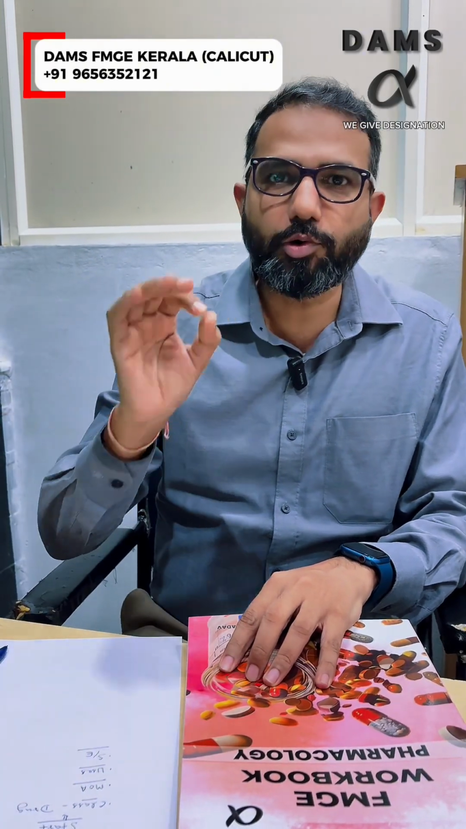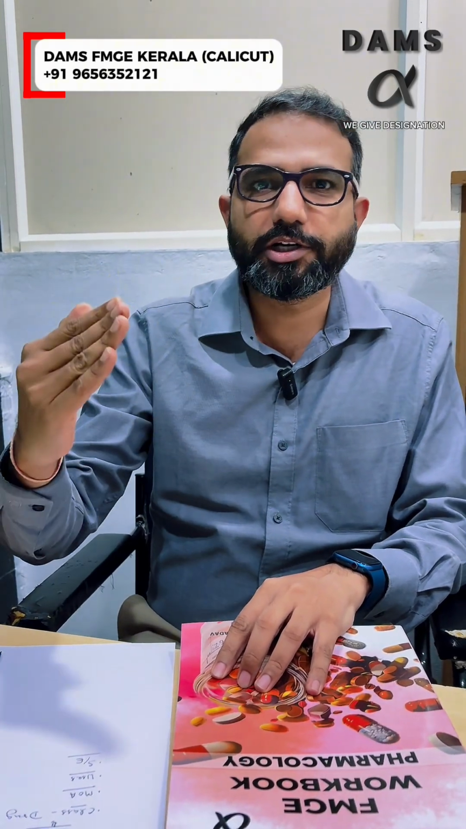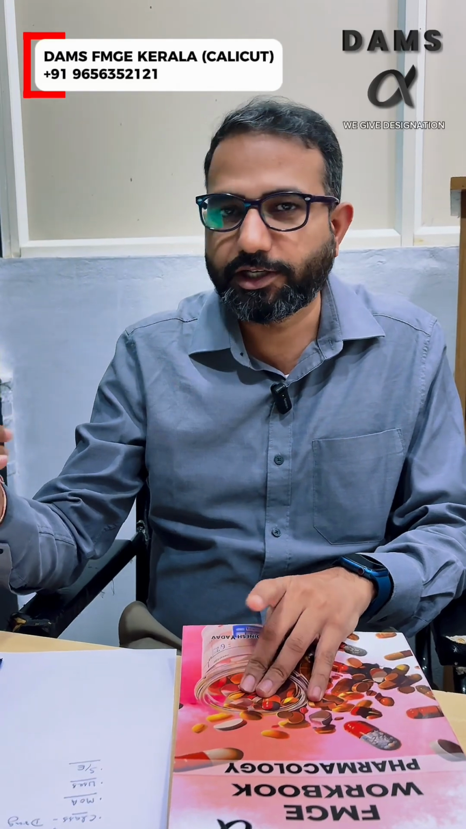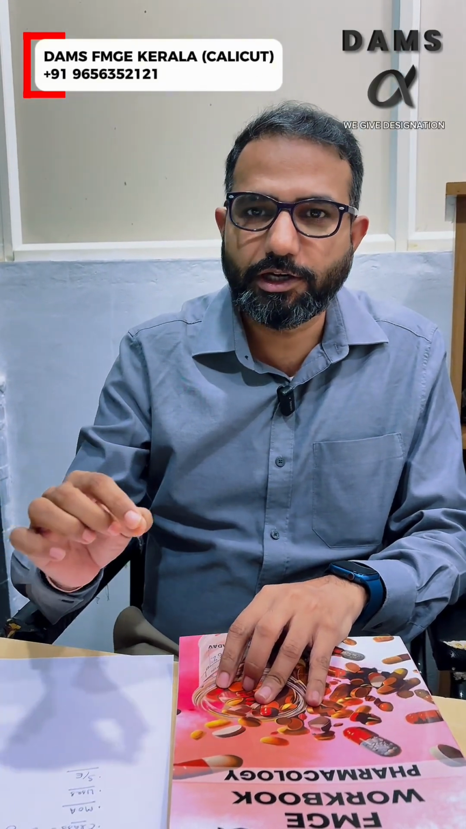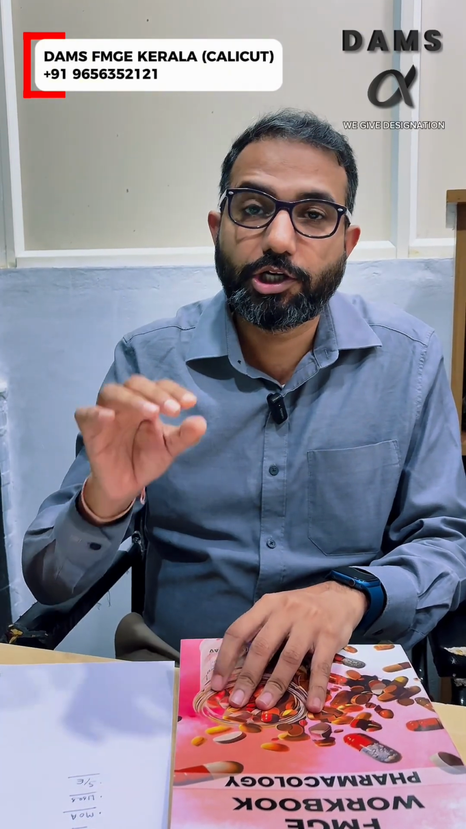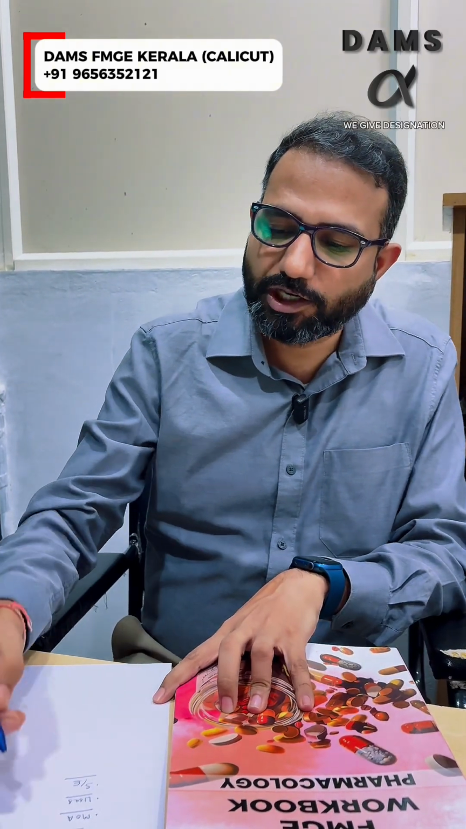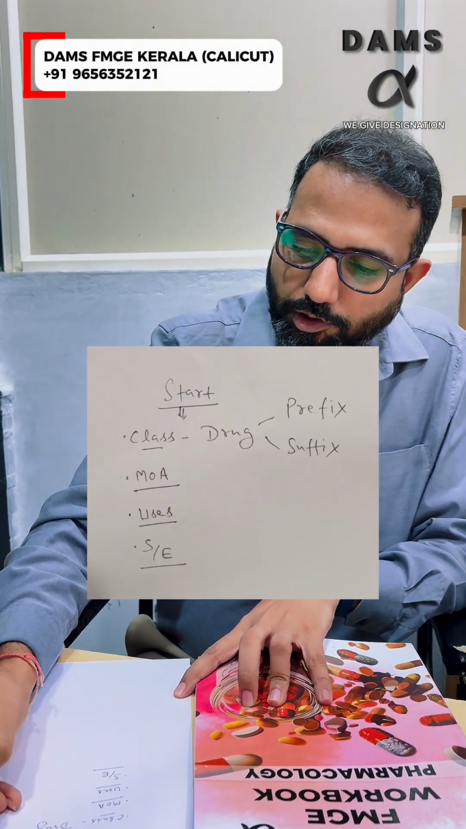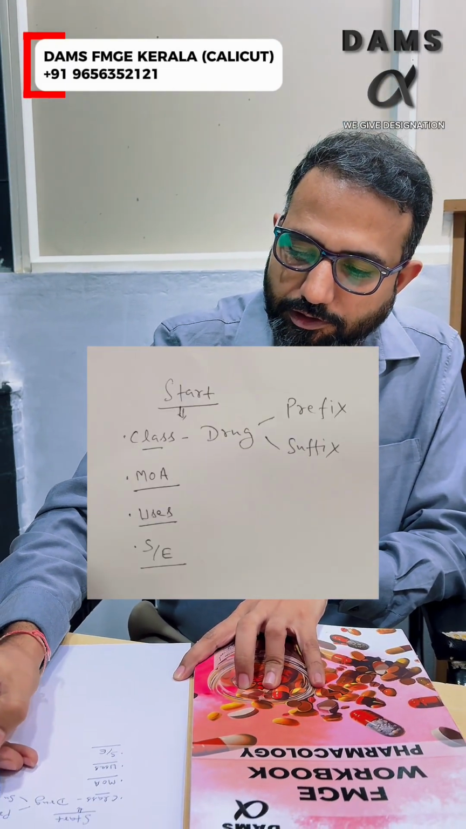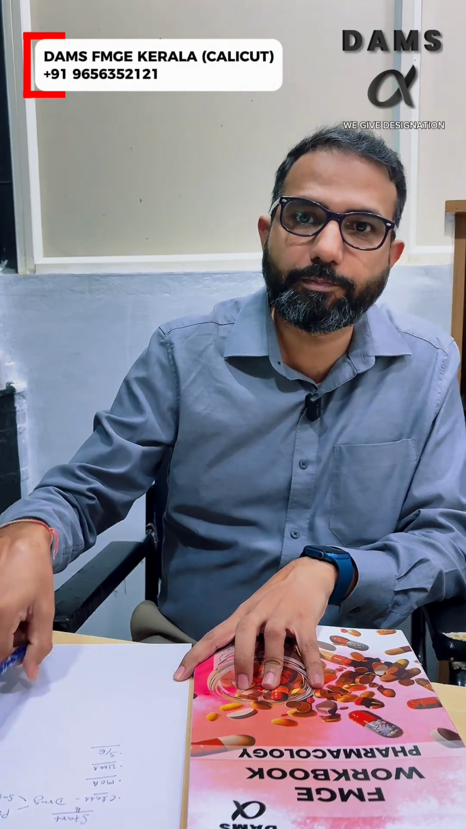And then when you know all this information, you need to correlate it with the clinical subjects. That is called integration. So let me give you one example. If we say, sir, we cannot remember the class, it is very difficult. It is not difficult. You have to basically remember either some prefix or some suffix. No need to remember the complete drug.